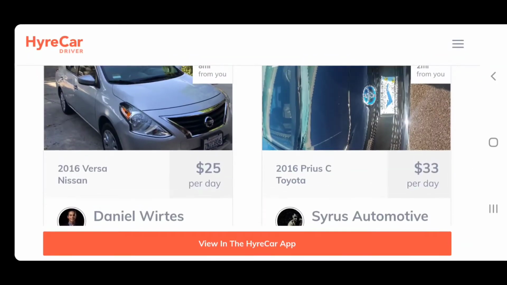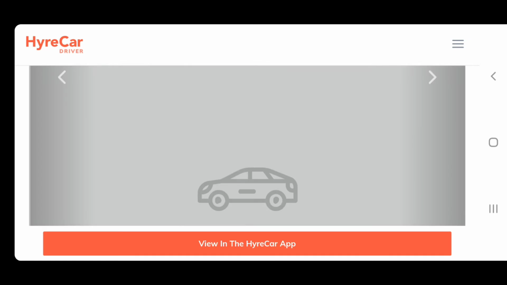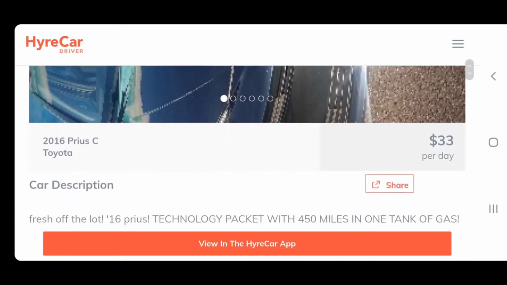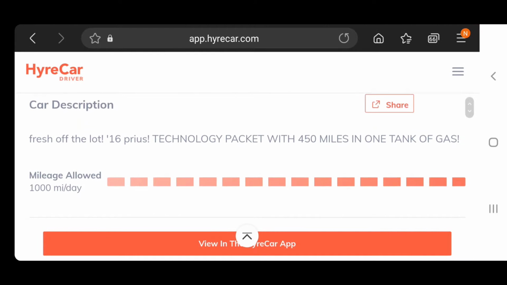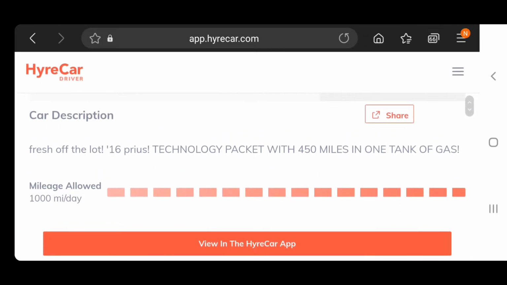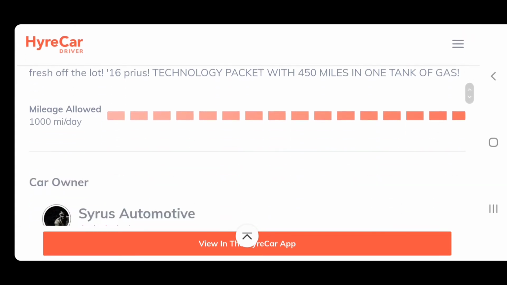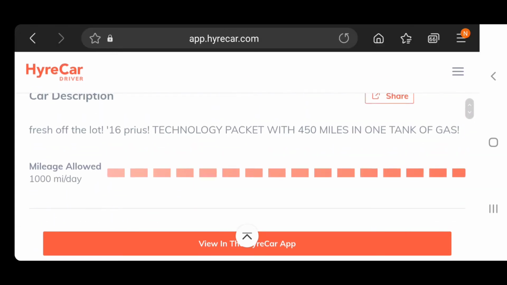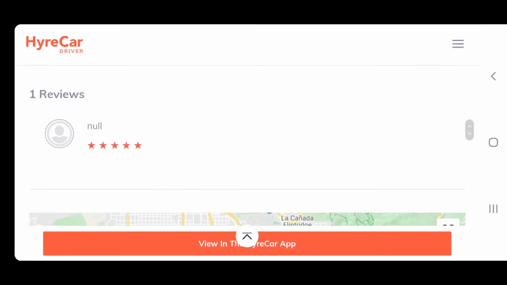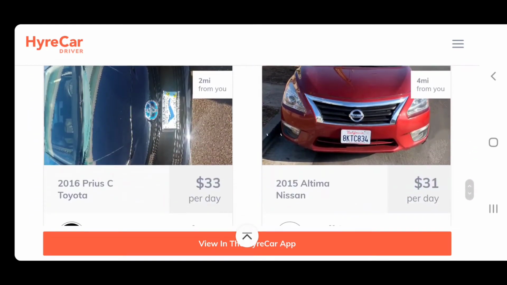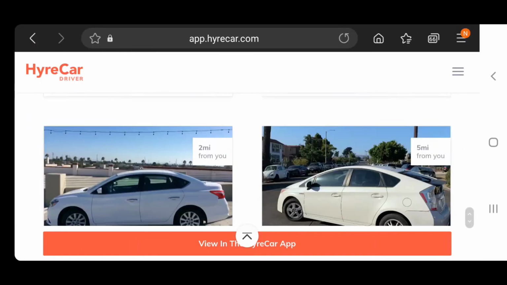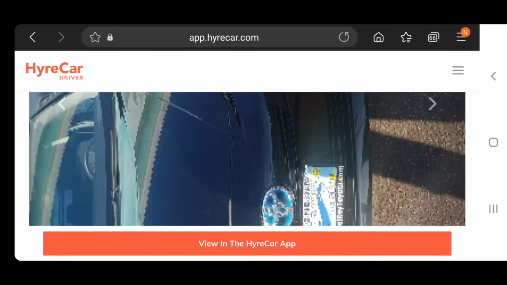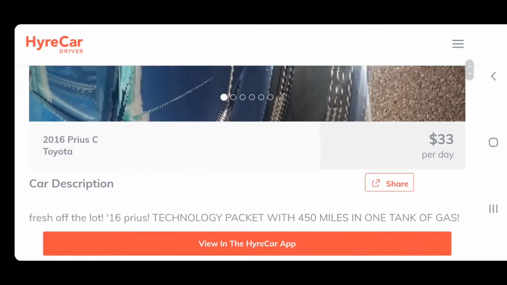And you can even click in here. Let's go here. You click in. Let's look at this one. This one gives 1,000 miles per day. Fresh off the lot, 2016 Prius, technology package with 450 miles and 1 tank of gas. Okay, so they're selling it. They're selling that they're gas efficient, that you're going to be renting a gas efficient vehicle. Okay, yeah. So that's how you do it. Just look at the pictures.